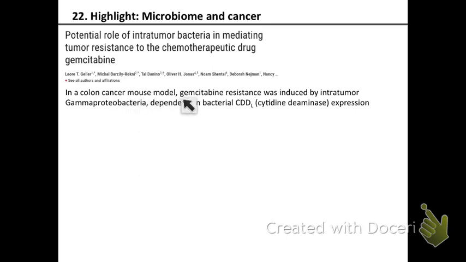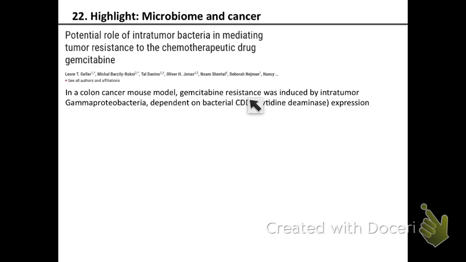and what they found is that this treatment drug called gemcitabine, which is usually used for this colon cancer, was completely inactive in some cancer mouse models. So basically there was gemcitabine resistance. And they were trying to figure out why this was, because there are humans with this resistance as well. So they wanted to figure out where this resistance comes from.